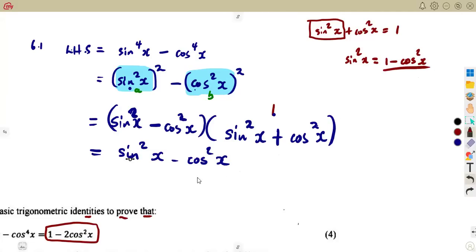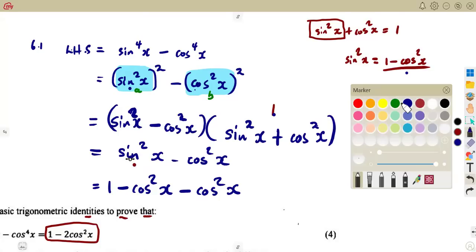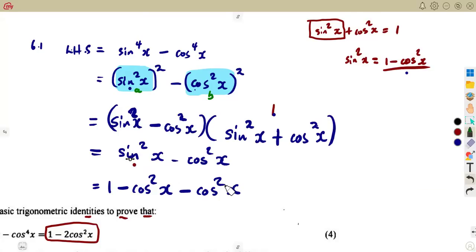So this is what we bring. In place of the sine squared, we are going to bring 1 minus the cos squared of x. But already there's a minus cos squared that we have, so you're going to have minus cos squared of x. So this is it, guys. Your identities can be simplified. Cos and cos, these are like terms.